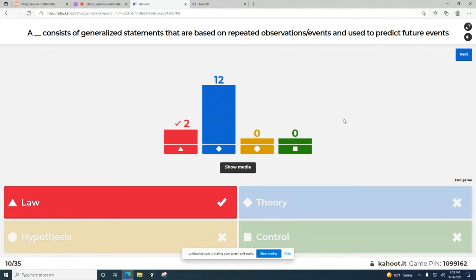Is there a specific difference between the two so I can remember how to work this? Okay, good way to remember this. That's usually how I do it. Like the definition: generalized statements based on repeated observation of events used to predict future events, typically mathematical in nature, like Newton's law. One of his laws is force is equal to mass times acceleration. It's mathematical, like it always happens.